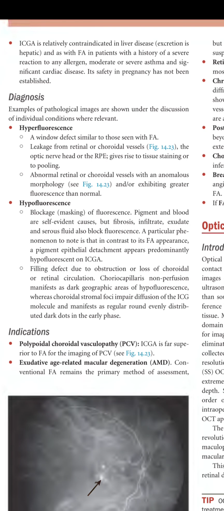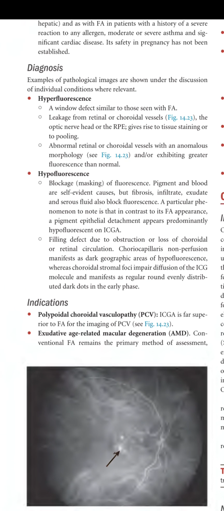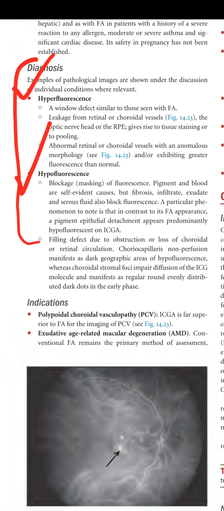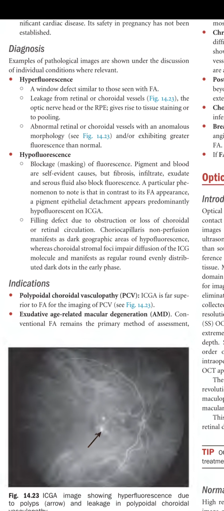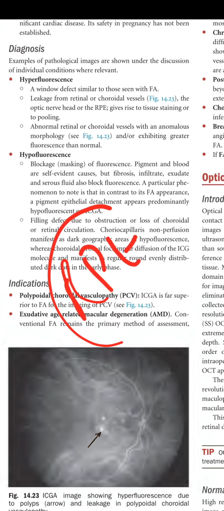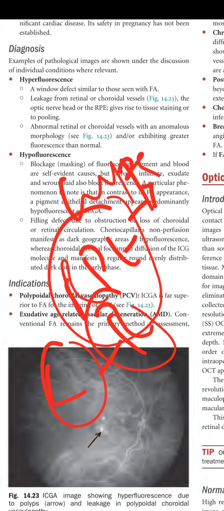Examples of the pathological images are shown under the discussion of the individual condition where relevant. So hyperfluorescence and hypofluorescence can both occur in indocyanine green angiography. Hyperfluorescence occurs in a case of a window defect similar to that seen with FA. So whenever there is an RPE atrophy, there will be hyperfluorescence. Leakage from the retinal and choroidal vessels, the optic nerve head or RPE gives rise to tissue staining or pooling. So if there is any choroidal or retinal vascular leakage, it will also give hyperfluorescence.